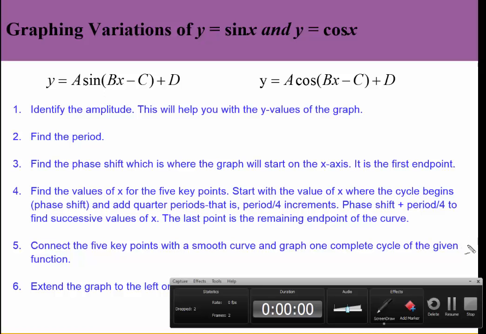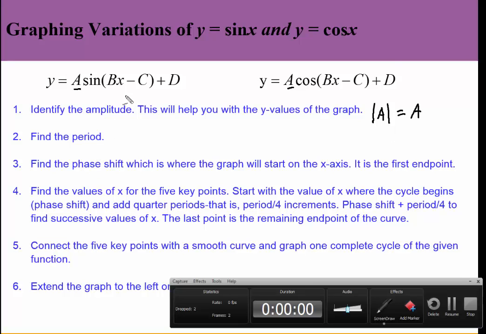All right, so the general equations for both sine and cosine, they look very similar. Y equals A times sine of bx minus c plus d, or that cosine here. What we want to do is identify the amplitude of the functions, and this will help you with the y values of the graphs, and this is very easy to do. You can just look at it and tell. So we're going to say the absolute value of this A number, whatever it is, positive or negative, will be the amplitude. And remember, taking the absolute value will always come out a positive number.